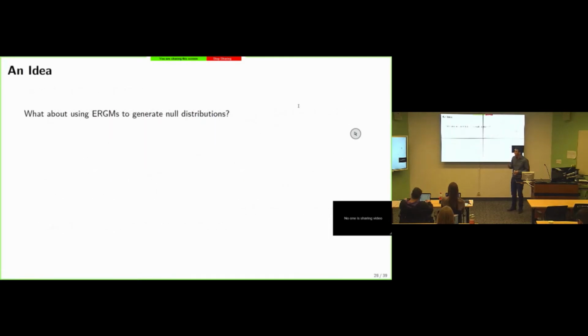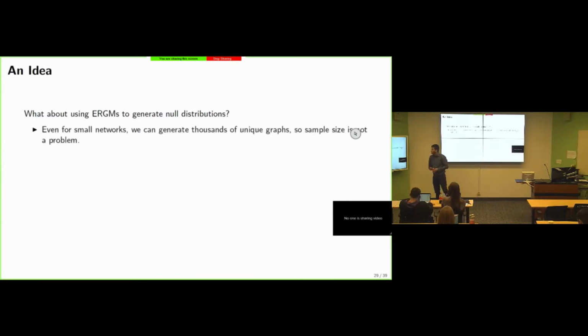So the idea is, what about using algorithms instead to generate the null distribution? Even for small networks, we can generate thousands of unique graphs, so sample size is not a problem. For example, if we have four nodes, we have about 6,000 possible configurations. Isomorphic configurations, or just total number of configurations? Total number of configurations, but many of them may be isomorphic. But when you mix that with attributes of the nodes, then it's not. Then yeah, it's broken.